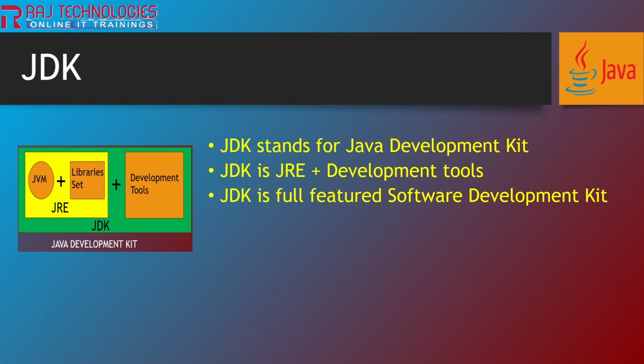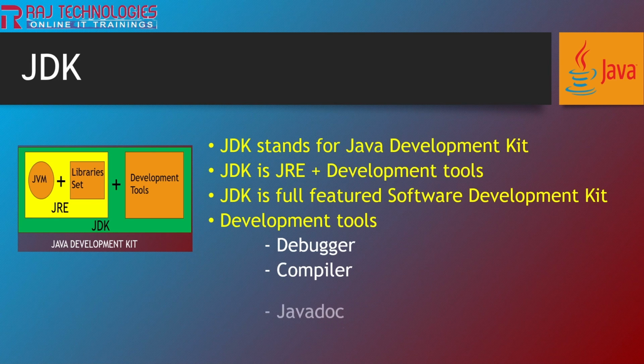So what is this development tool? It's mainly for compiling your program. Debugging tools, all those things it's going to provide here. What development tools does it provide? The debugger, the compiler and Java documentation. It comes with even Javadoc. In the next videos, I'll be showing how to compile a Java program practically, how to see the Java documentation, all those things we are going to see in our videos.